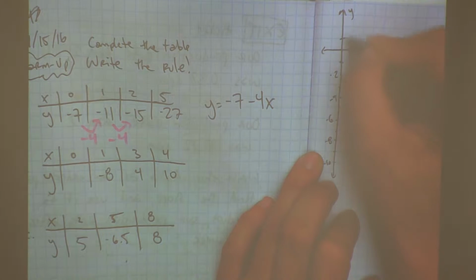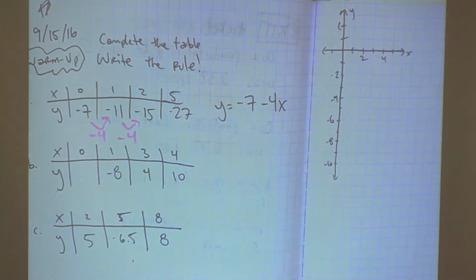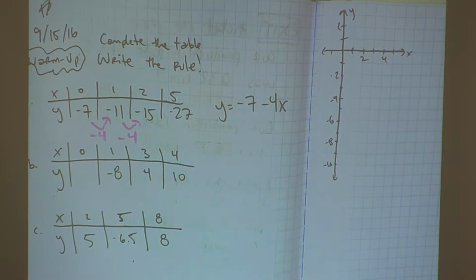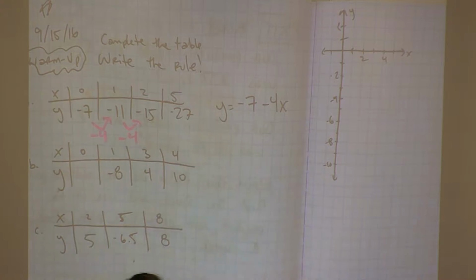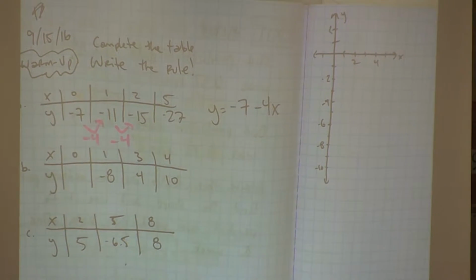1, 2, 3, 4, -6, -8, -10. 1, 2, 3, 4, 2, 4. Make a graph. We're going to graph this. I don't even think we've officially graphed in here yet. Have we? We haven't. Not officially. Not the way I want it to be official.